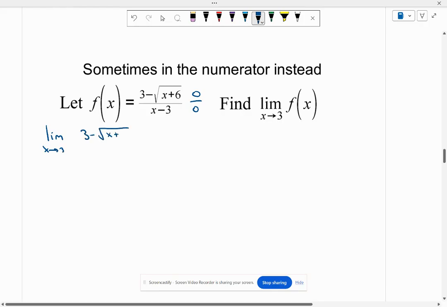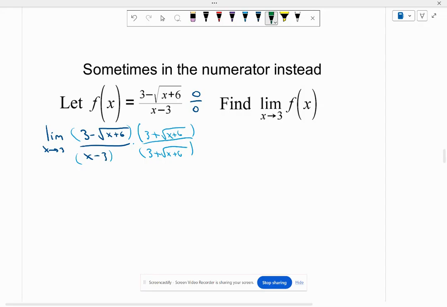So I have 3 minus the square root of x plus 6 over x minus 3. I'm going to multiply by the conjugate, which is 3 plus the square root of x plus 6. To multiply the top by that, I have to multiply the bottom by that, so I'm really just multiplying by 1, and I'm not changing the value of this function. Those parentheses are better to have them, not need them, than need them, not have them. Now the square root part I'm going to multiply out and see what I get. So 3 times 3 is 9.